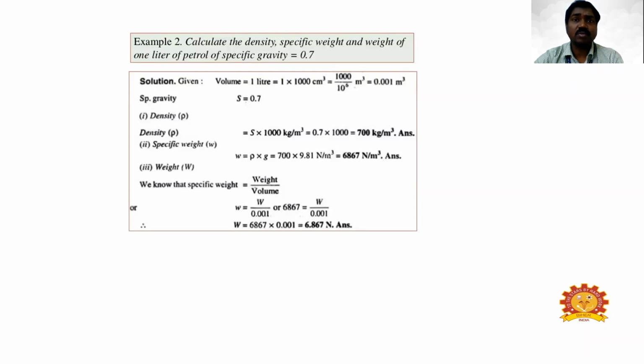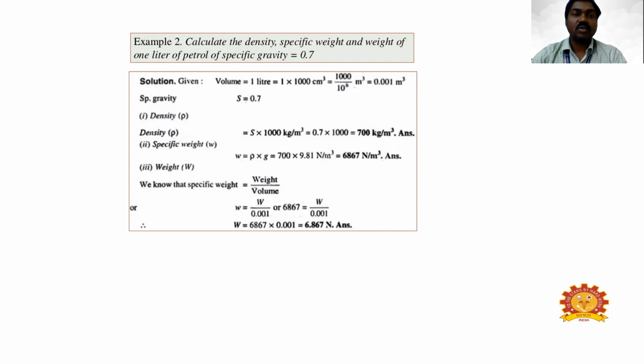The second problem: calculate the density and specific weight of 1 liter of petrol whose specific gravity is given as 0.7. The given data: the volume, 1 liter, equals 1 into 1000 centimeter cube, so 1000 divided by 10 to the power of 6 meter cube, which equals 0.01 meter cube. The specific gravity given is S equals 0.7. Density is known by the symbol rho.